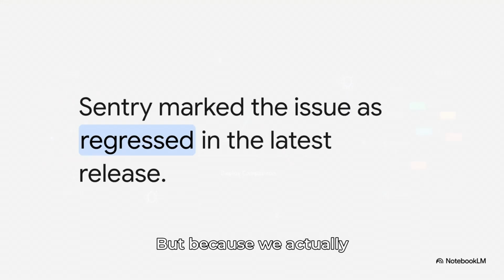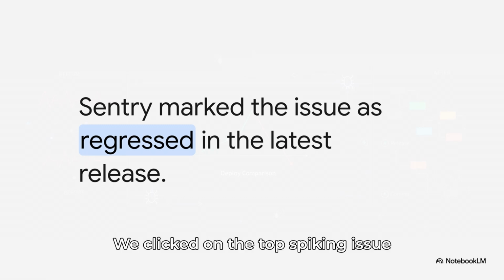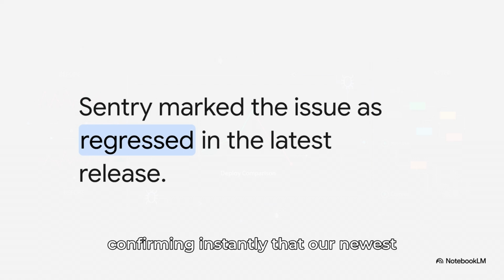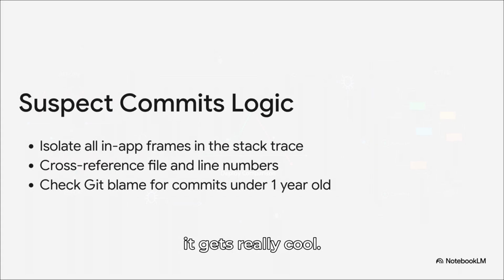But because we actually had release tracking set up, we didn't have to guess. We clicked on the top spiking issue, and Sentry had already automatically tagged it with a crystal clear marker, regressed in release. It tied the error directly to our very latest deploy marker, confirming instantly that our newest code was the culprit. But here is where it gets really cool.